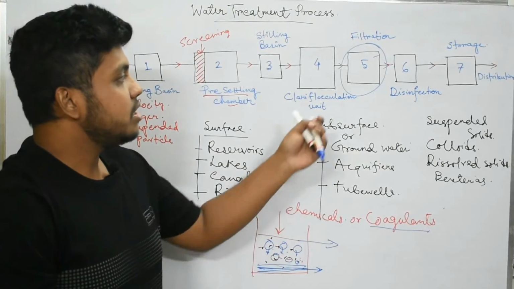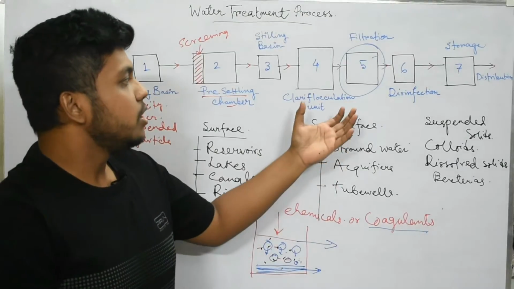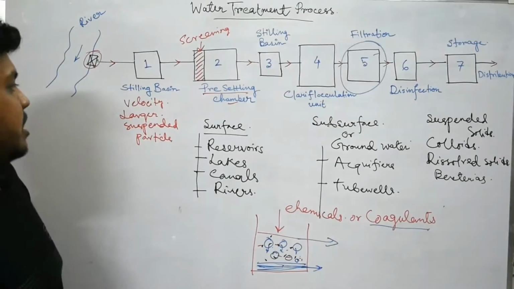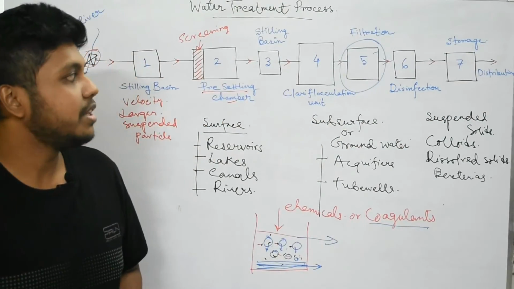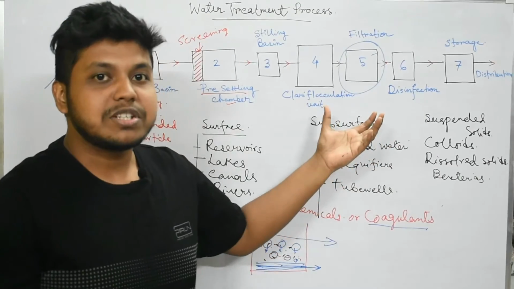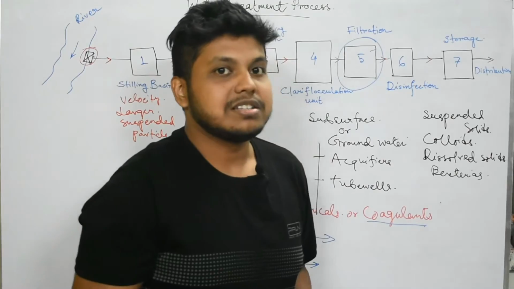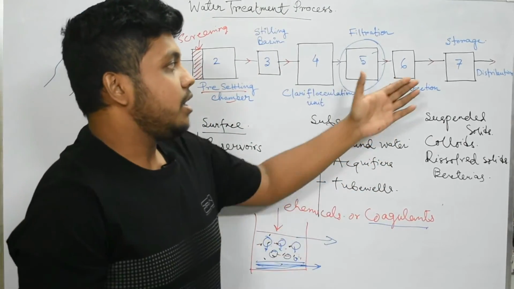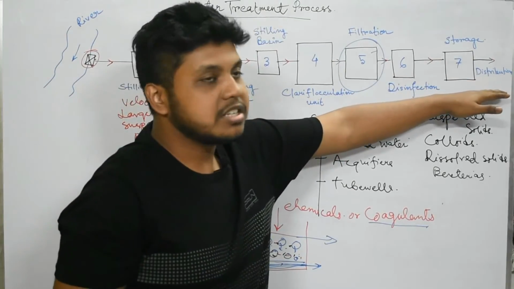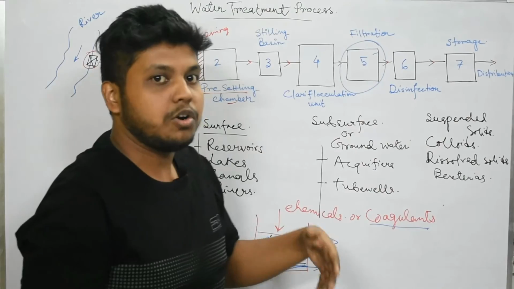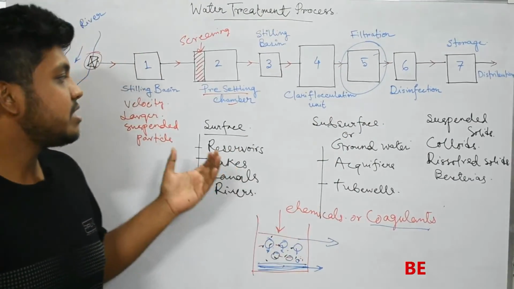Here the filtration unit is there to further purify the water and remove the suspended particles and some colloids. After that the disinfection process is there in unit 6 to remove pathogenic bacteria, and after that unit 7 is the storage for clear water. This storage is used for the distribution system during peak demand hour or peak demand time. So this is the conventional water treatment process used for surface water.